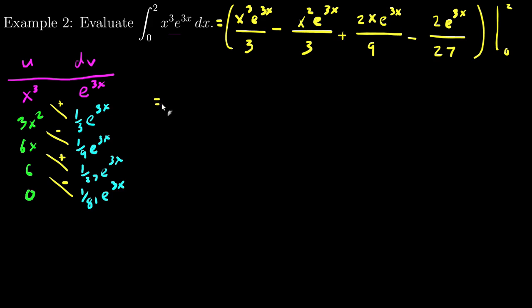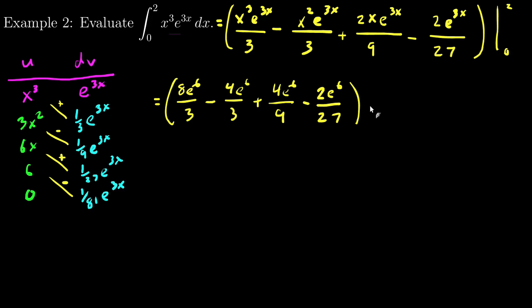And so I put in the 2, I get 8 e to the 6 over 3, minus 4 e to the 6 over 3, plus 4 e to the 6 over 9, minus 2 e to the 6 over 27, minus, and when I put in 0, this is 0 because of the x, this is 0 because of the x, this is 0 because of the x, and this e to the 0 is 1, so this is going to be a negative 2 over 27.